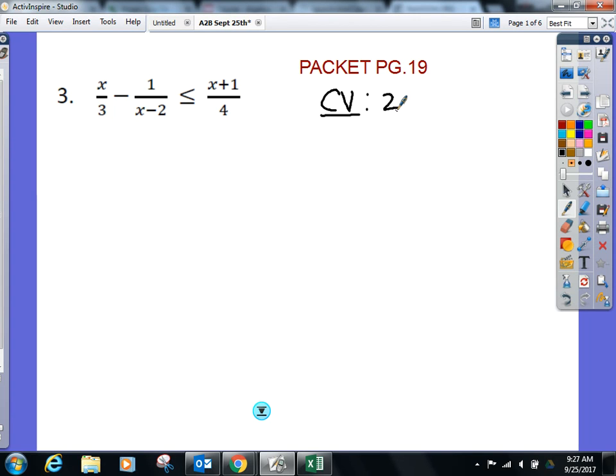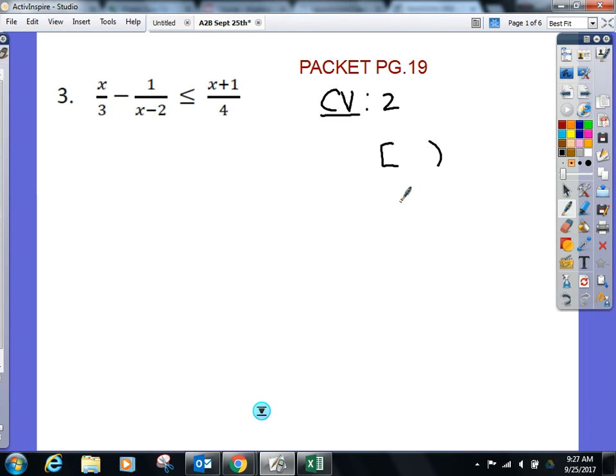Please keep in the back of your mind, everybody, when you write your answer, whether it be with parentheses, brackets, or inequalities, the undefined critical value will always get a parenthesis and will never get an or equal to. Let me say that one more time because that's key. When we go to write our solution, if we write it with brackets, parentheses, whatever the case is, 2 will always get a parenthesis. The undefined value will always get a parenthesis.